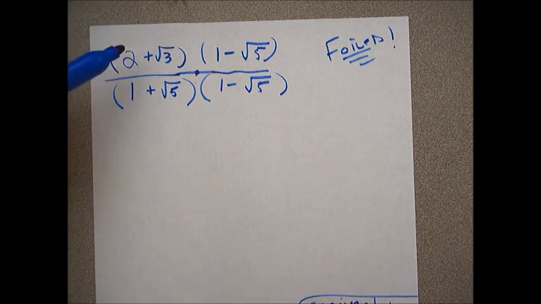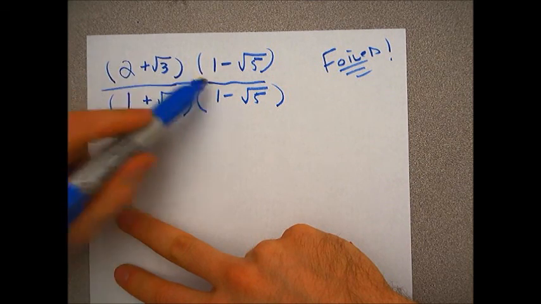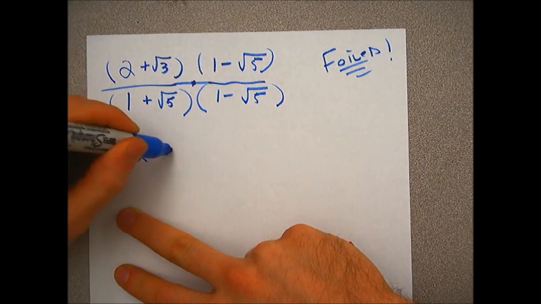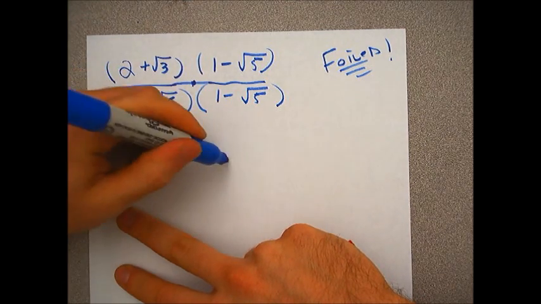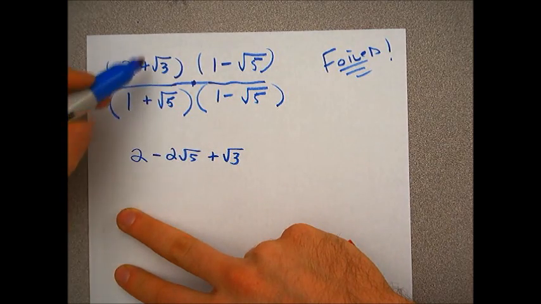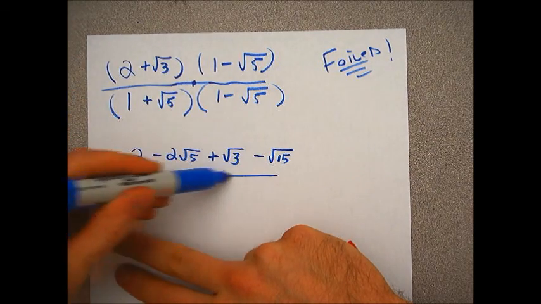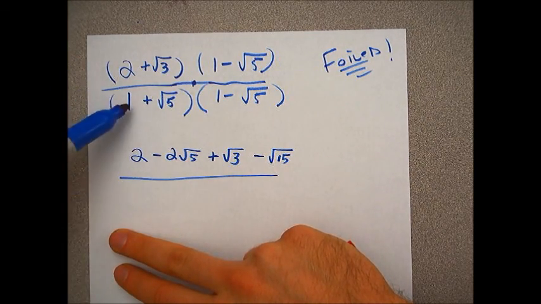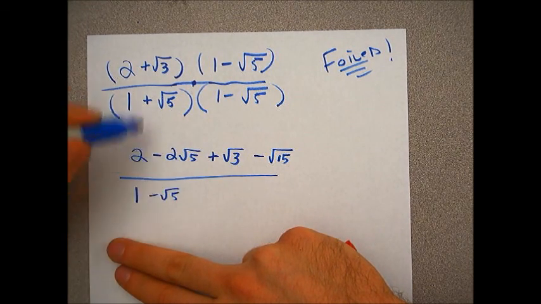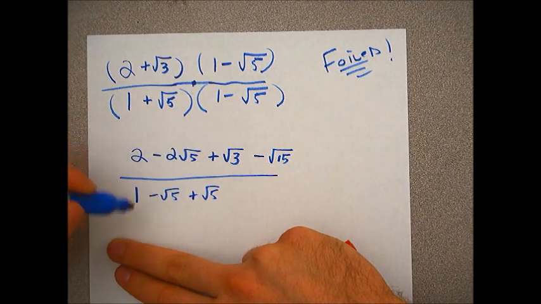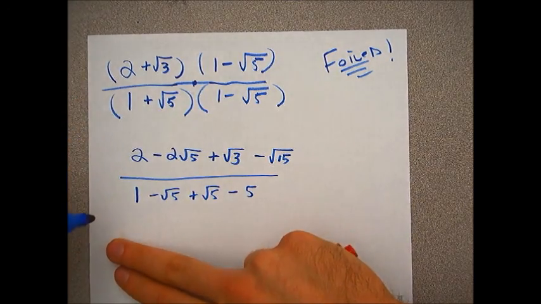So if I look at the top, FOILing the top, first times first is 2. The outer, a positive times a negative is a negative, negative 2 radical 5. The inner is a positive radical 3, and last times last is a positive times a negative is a negative radical 15. On the bottom, FOILing out, first times first, 1. Outer, minus radical 5, inner, plus radical 5. Last times last, minus radical 25, which is just a 5.